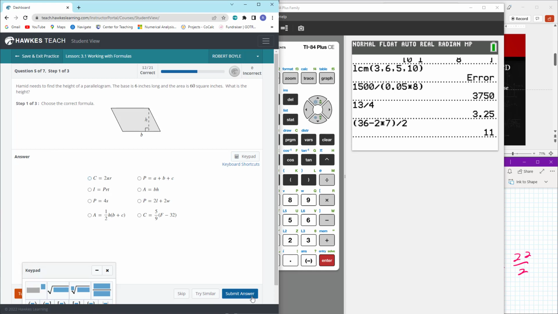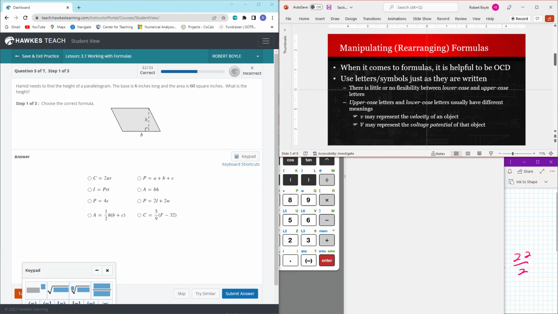Okay, now, in this one we have a guy named Hamid, and he needs to find the height of a parallelogram. Turns out that the parallelogram's base is 6 inches, and its area is 60 square inches. And what is the height? Well, I bet you 10 to 1, the height is 10 inches. But let's go ahead and walk through the steps. Okay, and remember, we are dealing with area.